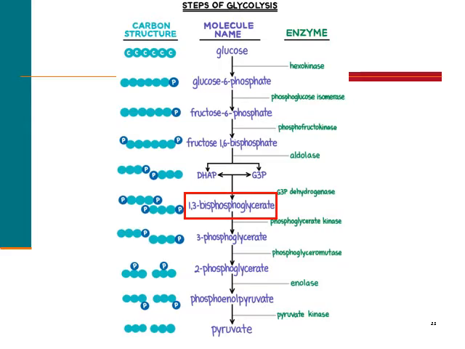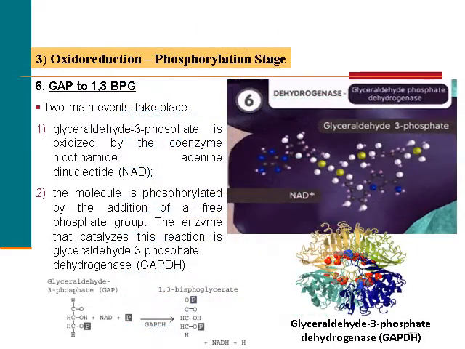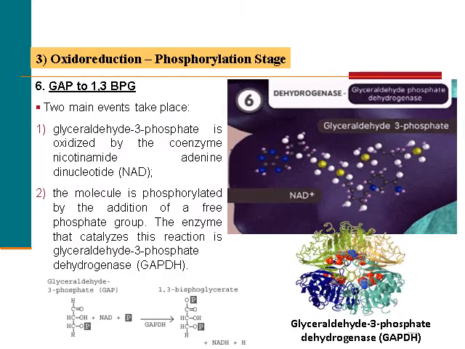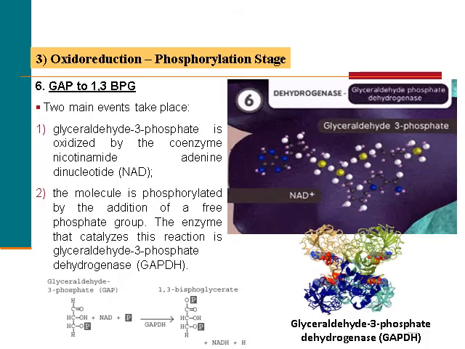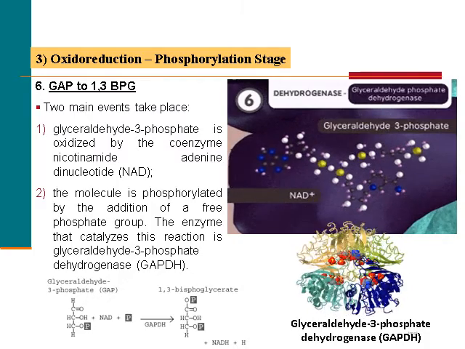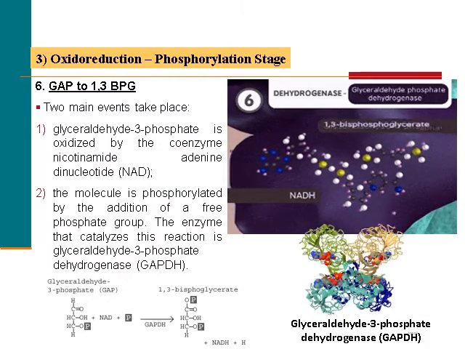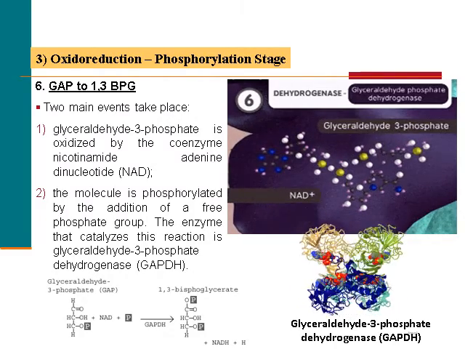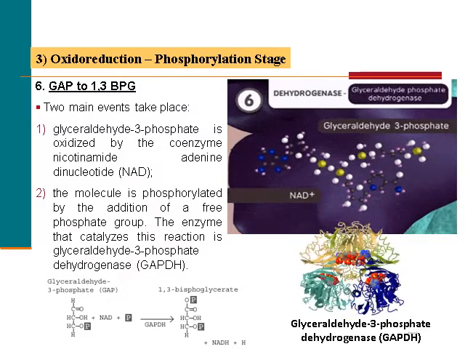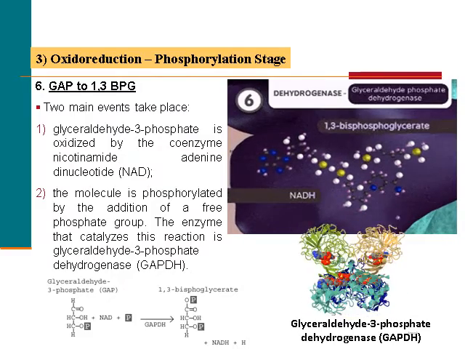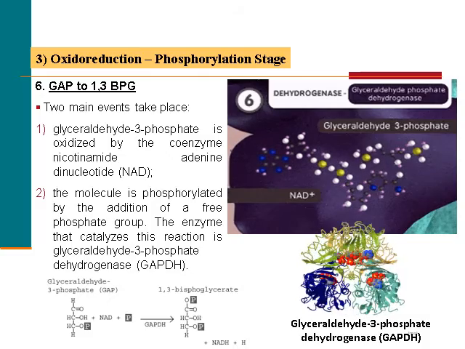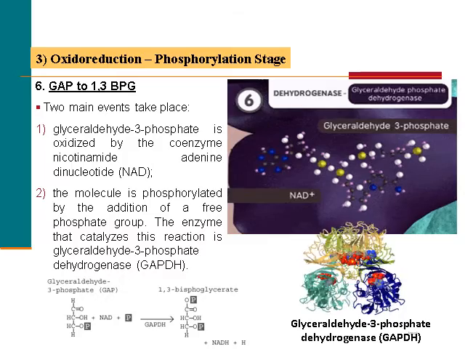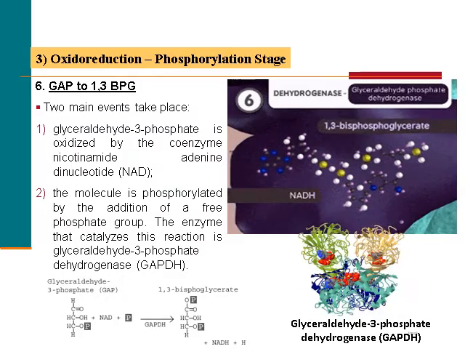In step 6 of the glycolysis, two main events take place. First, glyceraldehyde 3-phosphate is oxidized by the coenzyme nicotinamide adenine dinucleotide, NAD, and the molecule is phosphorylated by the addition of a free phosphate group. The enzyme that catalyzes this reaction is glyceraldehyde 3-phosphate dehydrogenase. This enzyme is a tetramer, meaning it has 4 subunits, and each subunit contains one binding site for GAP and another binding site for NAD+.